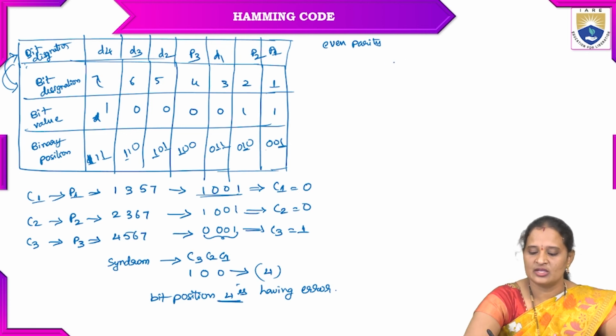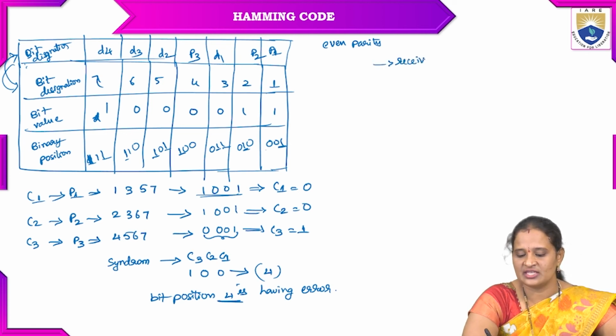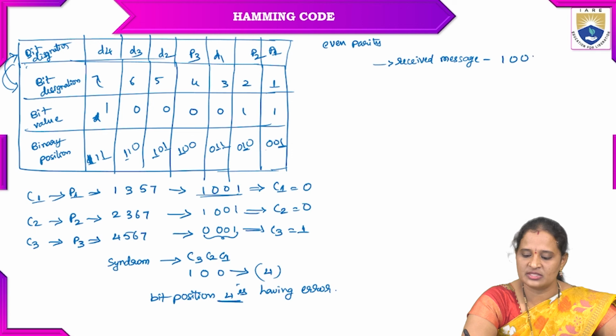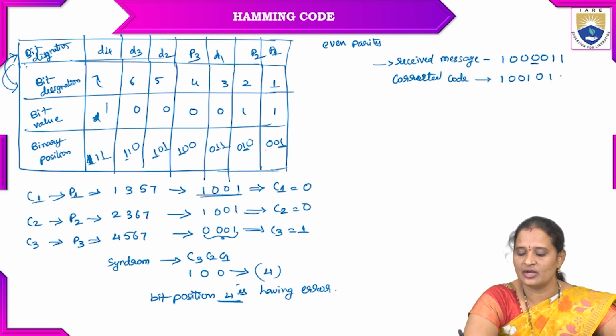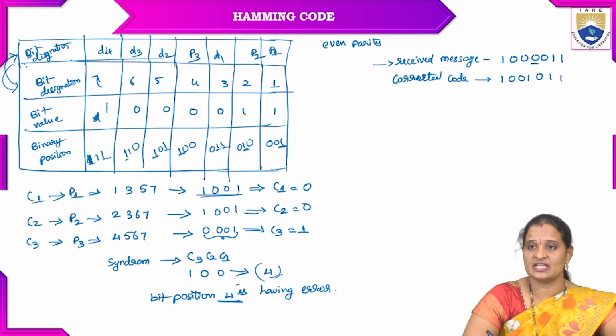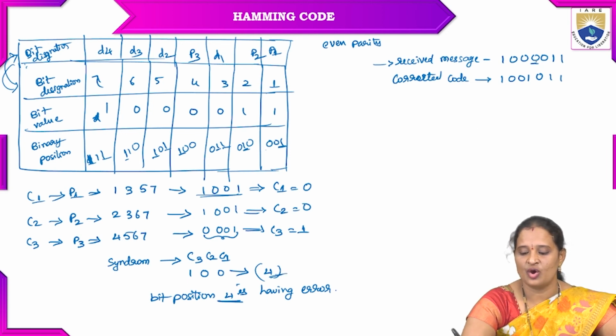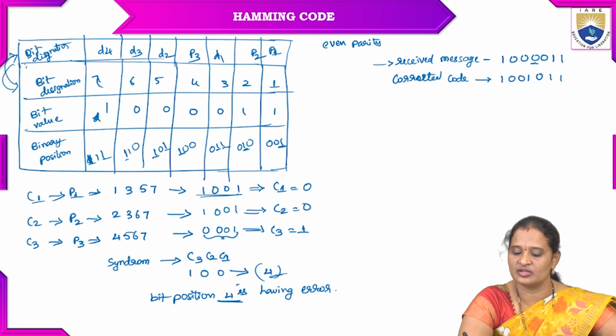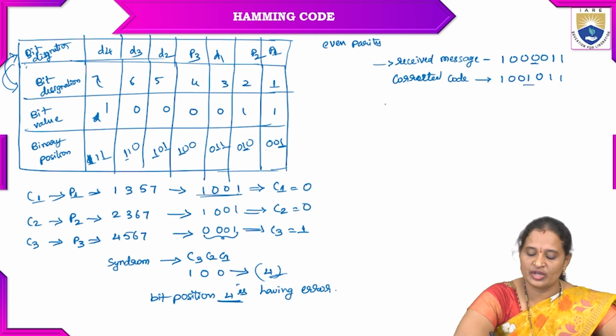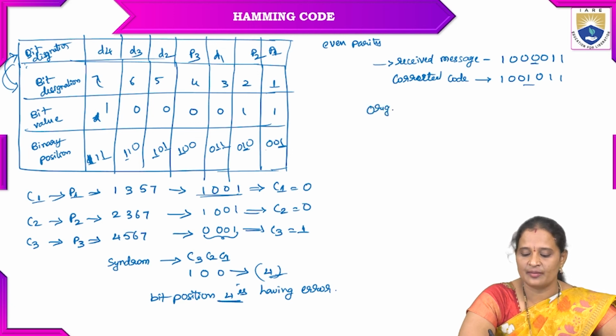to 1. The received message, or received code, is 1000011. As the 4th bit position has the error, the corrected message, or corrected code, is 1001011, because we have just changed the 4th bit from 0 to 1. Now we need to retrieve the original data transmitted.